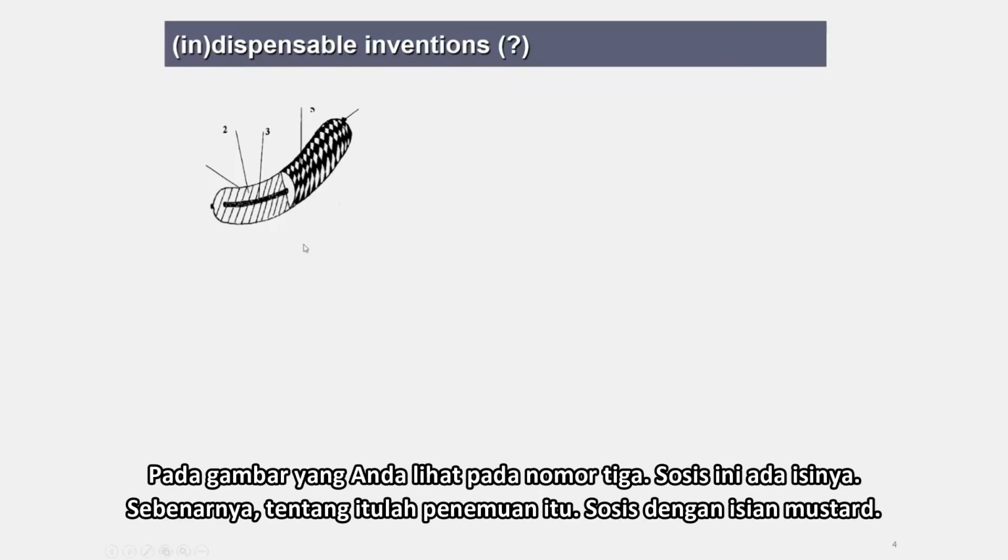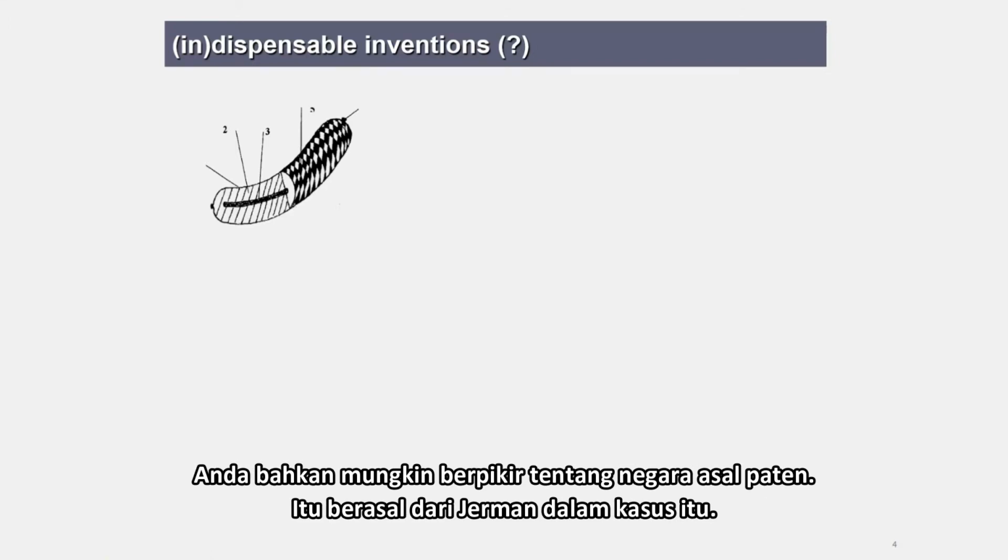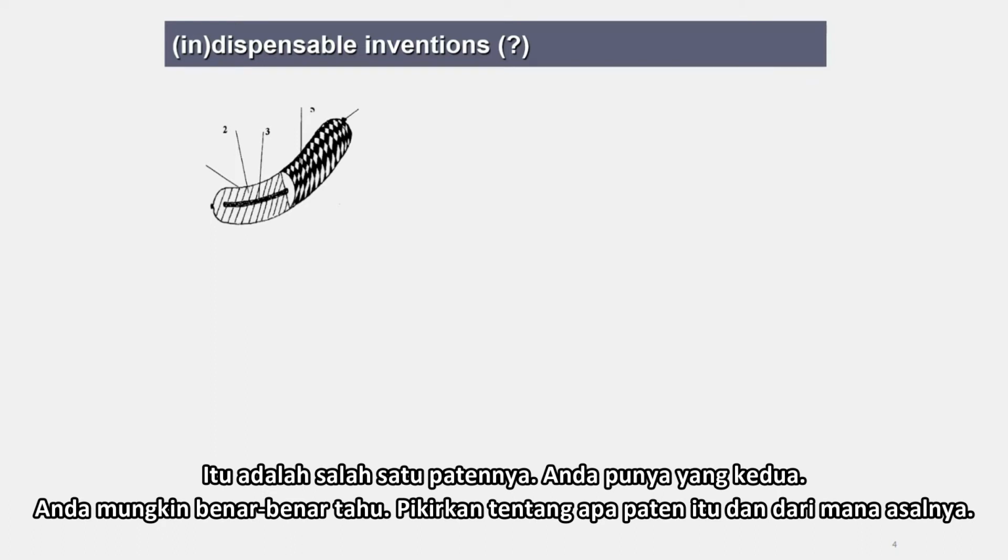In the figure you can see under the number three, this sausage has a filling. And that is in fact what the invention is about. This is a sausage with a filling of mustard. You might even think of the country where the patent comes from. It comes from Germany in that case. That is one of the patents. Then you have a second one.